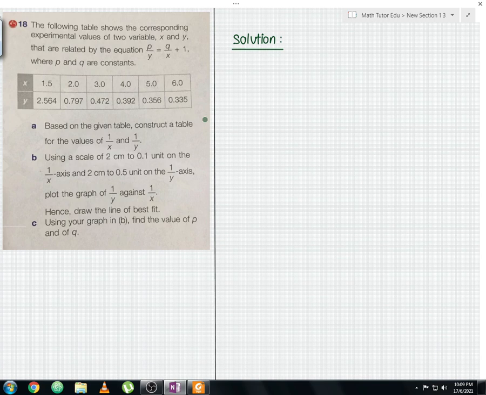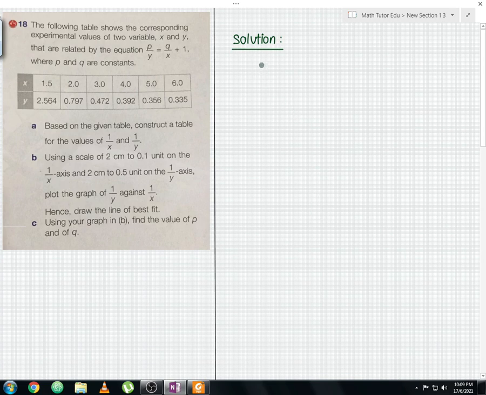Continue to read the question, part B. Using a scale of 2 cm to 0.1 unit on the 1 over x axis and 2 cm to 0.5 unit on the 1 over y axis, plot the graph of 1 over y against 1 over x. Hence, draw the line of best fit. Continue to read the question, part C. Using your graph in B, find the value of p and of q.